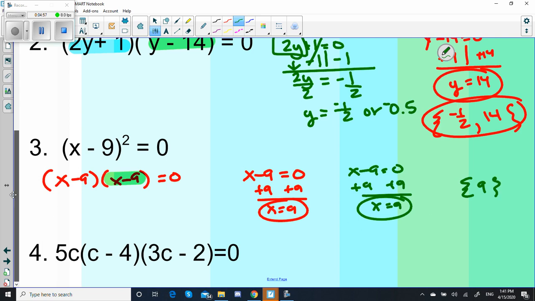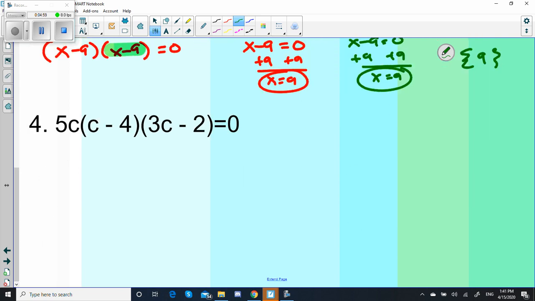Okay, or the solution, or the roots, or the x-intercept. And then here, notice that there are 3 C's. Notice there's a C in the front, a C in the first parenthesis, and a C in the second parenthesis. So there's going to be 3 answers here. I know that because there are 3 C's.